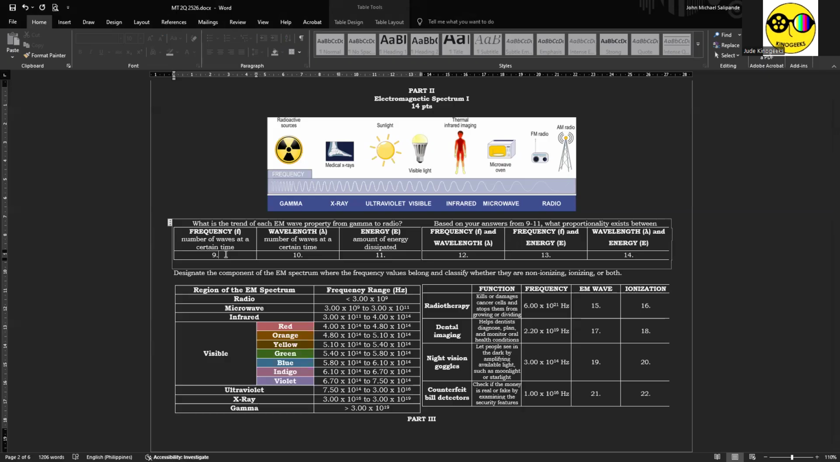So numbers 9 to 11, what is the trend of each electromagnetic wave property from gamma to radio? Frequency refers to the number of waves at a certain time. And from gamma, you start with more waves, and with radio, you end with less waves. So therefore, frequency decreases.